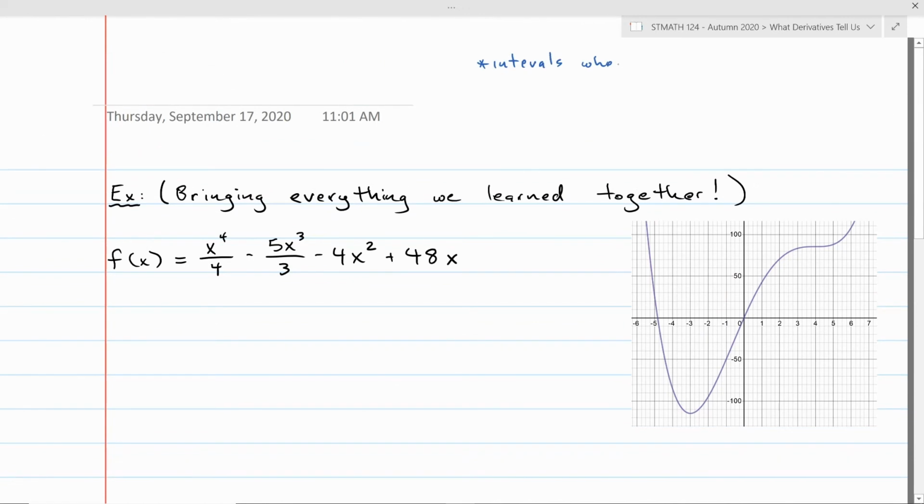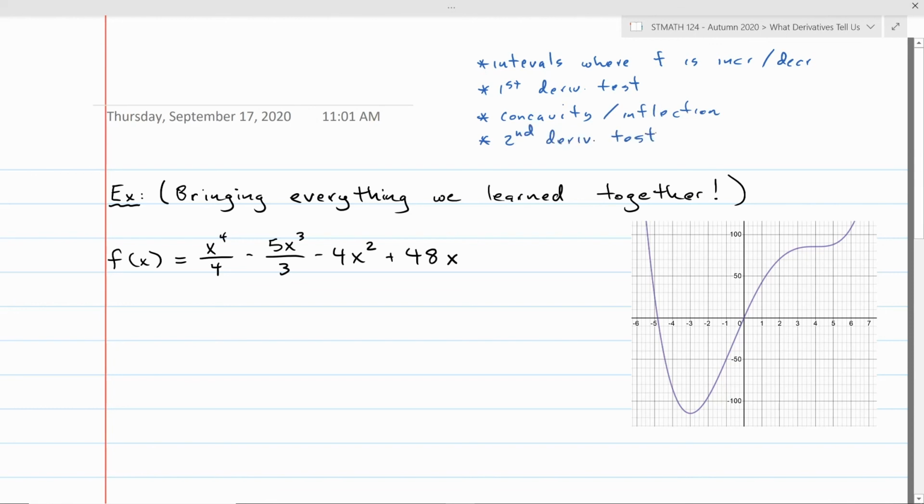intervals where f is increasing and decreasing. We did the first derivative test, which tells you whether you have local mins and local maxes at some point. And then we had concavity, which we could investigate using the second derivative, and inflection points. And then we had the second derivative test for checking whether our critical points were minimums or maximums.